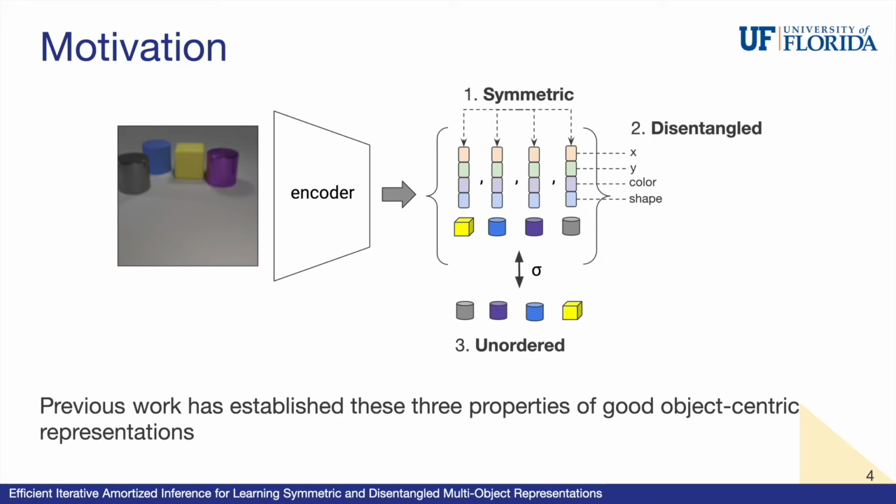First, the slots should have internal symmetry to establish a common format for objects to bind to. Second, they should be disentangled such that a single object attribute is controllable by a single latent dimension of one slot. Third, they should be unordered to avoid imposing an unnatural ordering on objects in the scene, which could in turn leak global scene information into the slots.